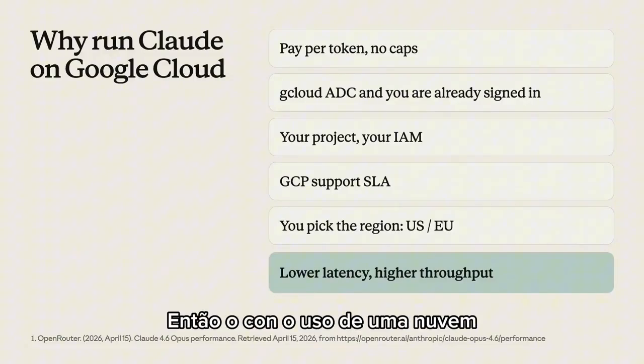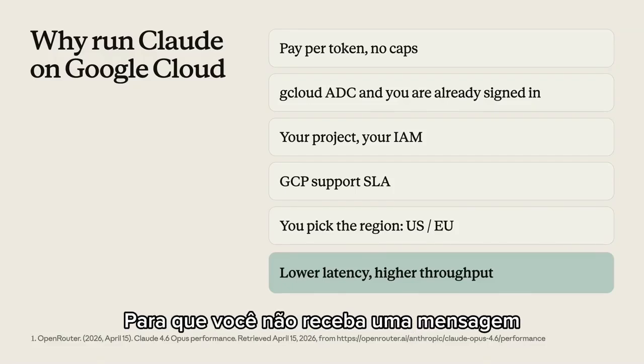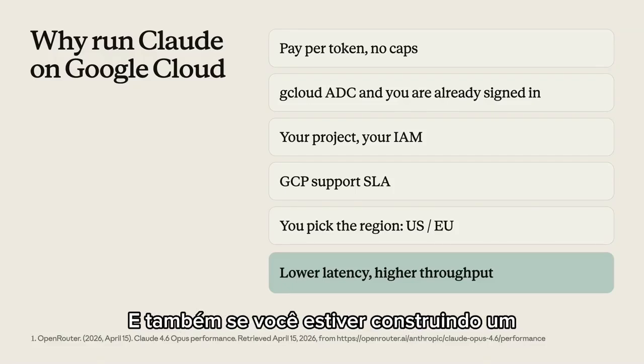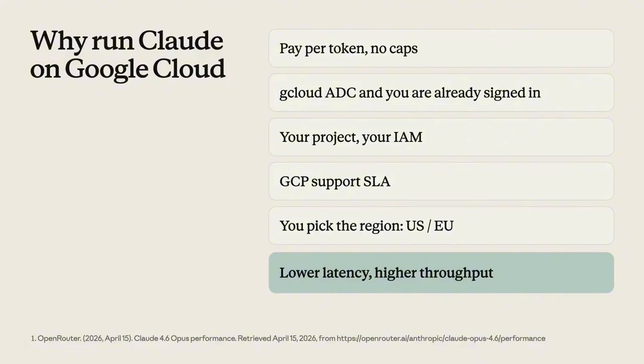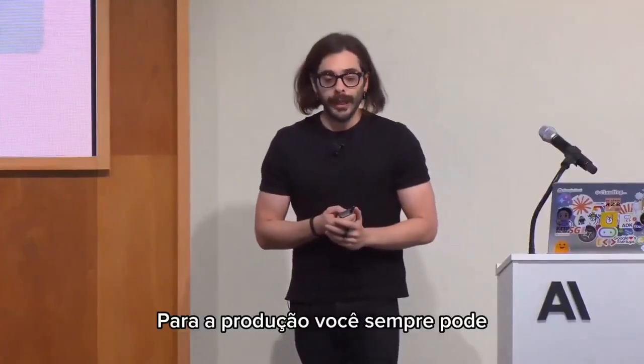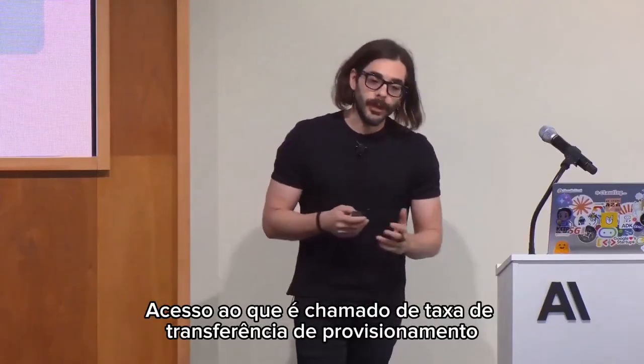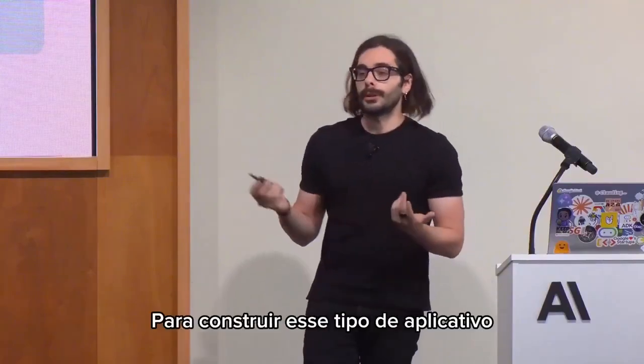So the usage of Claude models on Google Cloud is per token, so you don't receive a message cap. And also, if you're building an enterprise application that needs to go to production, you can always access what is called provisioned throughput, which essentially will reserve some throughput for you in order to build this kind of application.